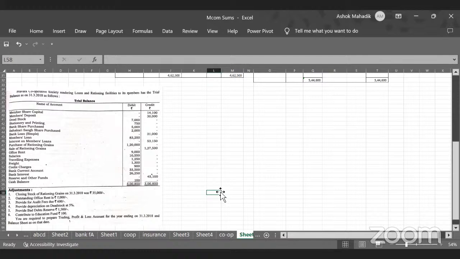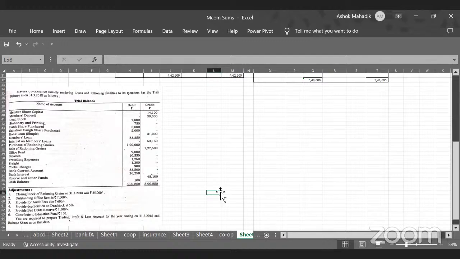Next, interest on members loan, this is your income, so P&L credit. Purchase of rationing grains, so this is a regular purchase. Sale of rationing grains, so trading account credit side. Purchase was on trading account debit side. Next, office rent, P&L, salaries, P&L, traveling expenses, P&L. Freight, we consider this to be on purchases, like carriage, so we'll go to trading.